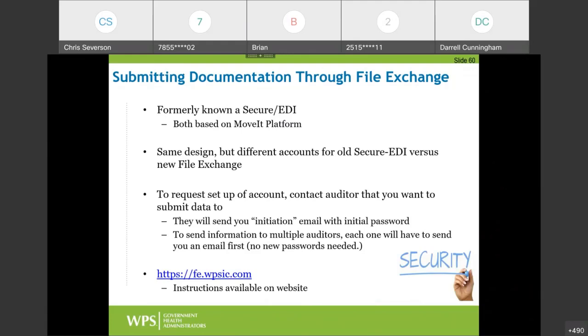You won't need a new password every time. You'll just need an email to start the discussion. And here is the link to that new one. It is fe.ipsic.com.